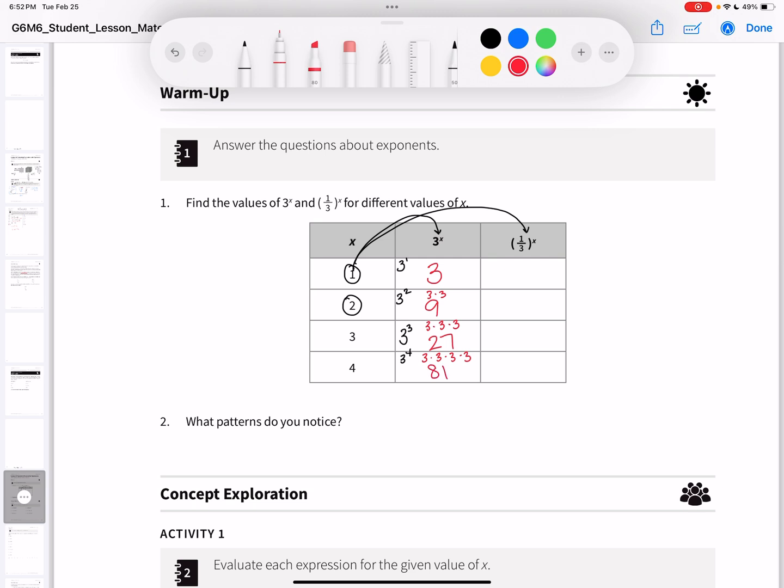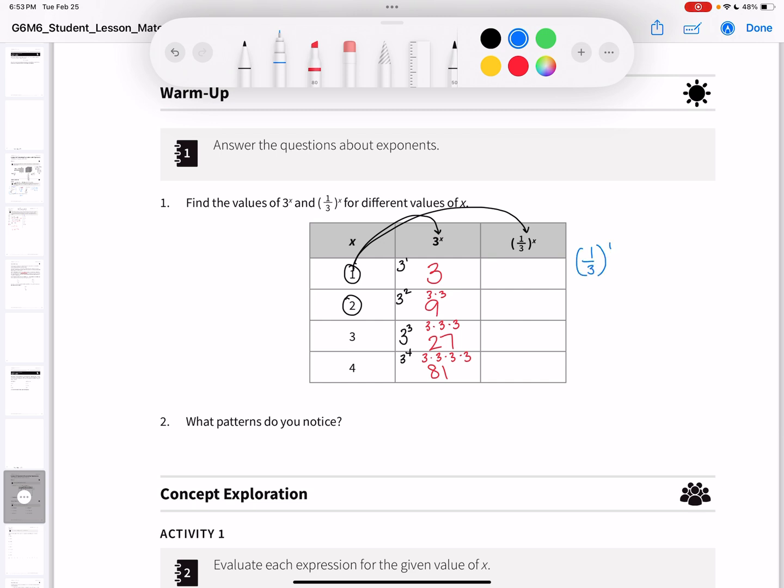Let's go to the other side. This is 1/3 to the power of x. So that would be like 1/3 to the power of 1.